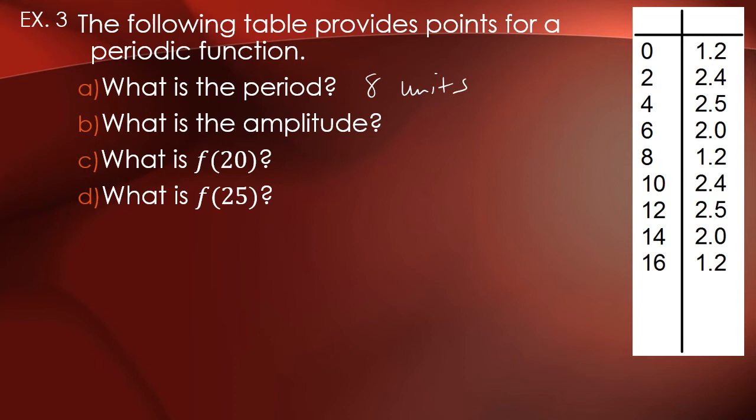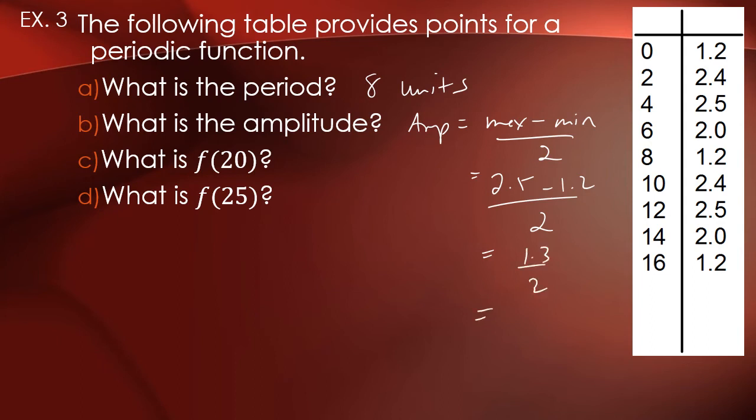What is the amplitude? Well, we have our formula, right? Amplitude equals max minus min divided by 2. What's my maximum? 2.5. What's my minimum? 1.2. 2.5 minus 1.2, that's 1.3 divided by 2, 0.65. And again, you should never get a negative value for amplitude.